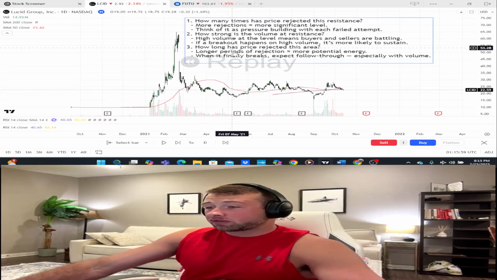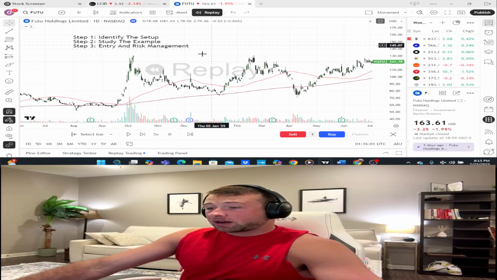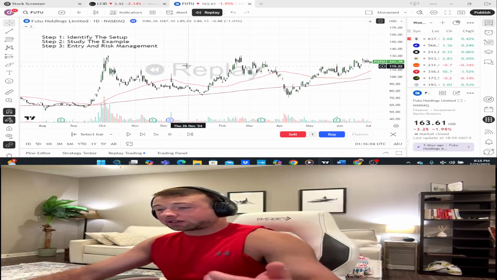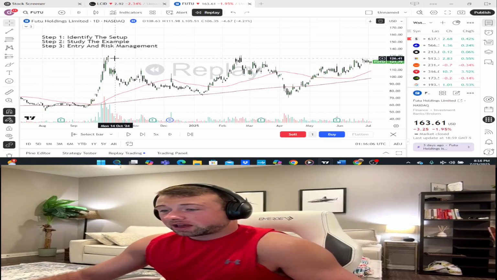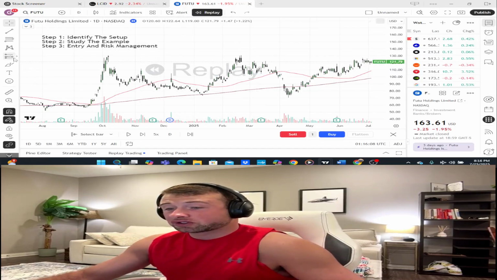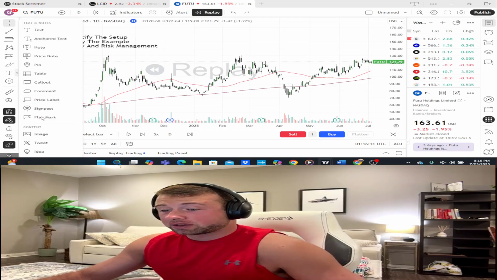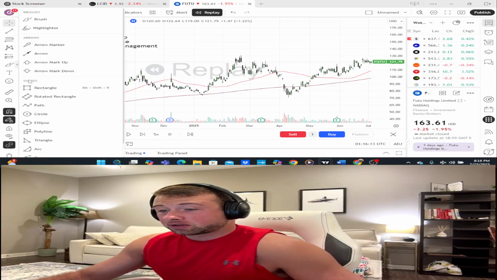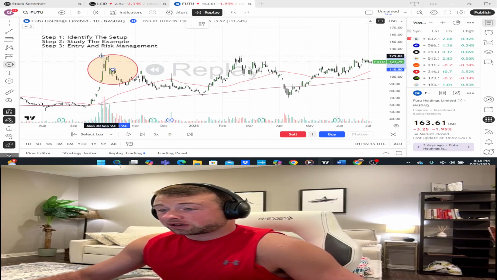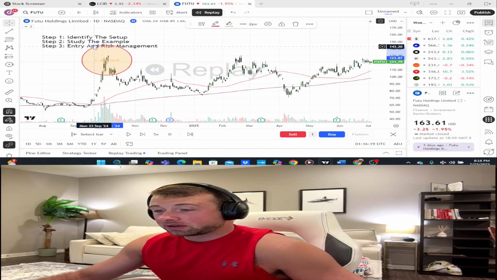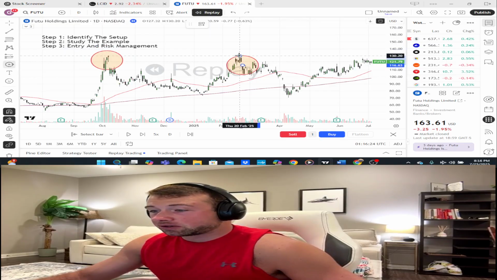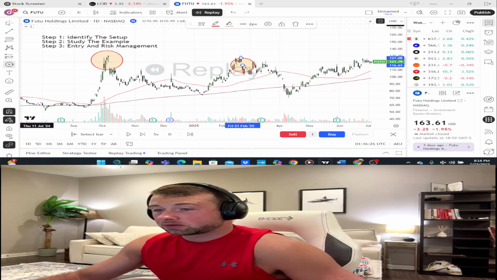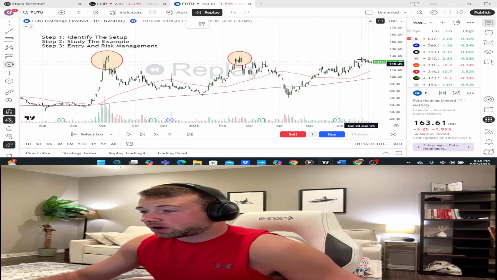So step 2, we'll study a real life example here on the chart. We'll start here with Futu, okay? Really just a great example of a strong resistance level here on the chart, clearly shown by a rejection here. Get that a little bit more tight. Rejection right here. A rejection here. And our last rejection right here.